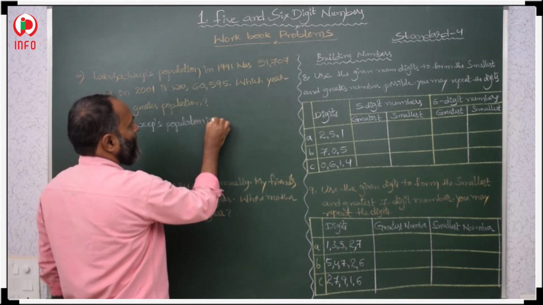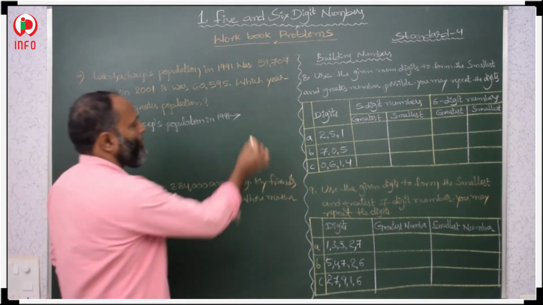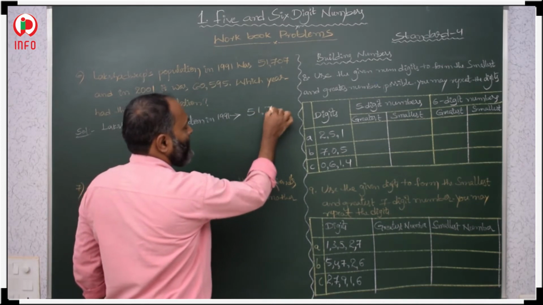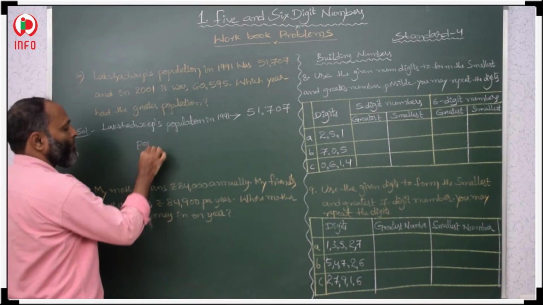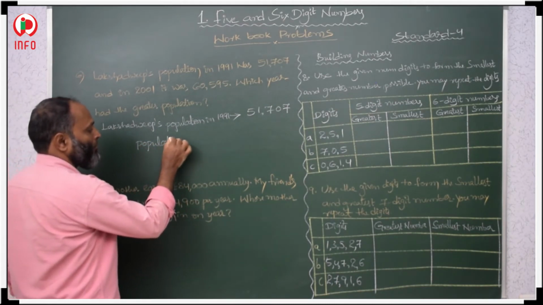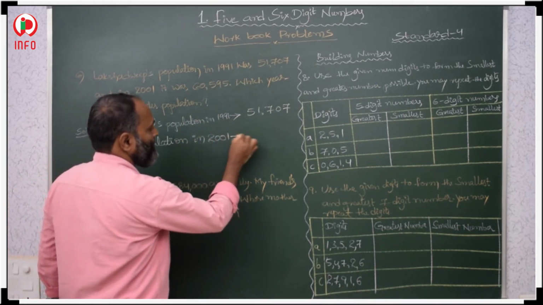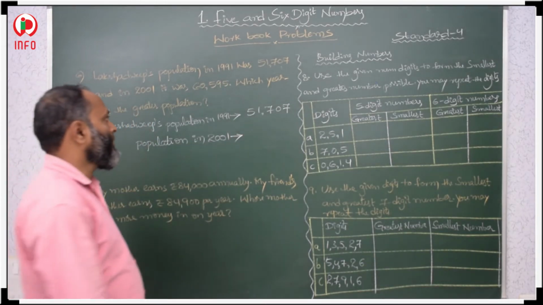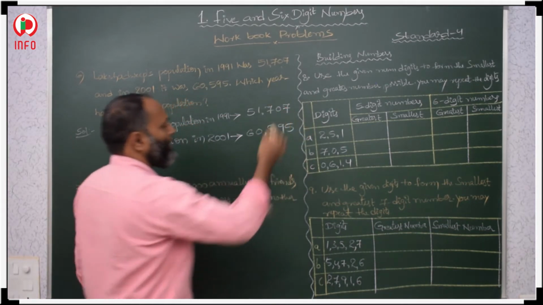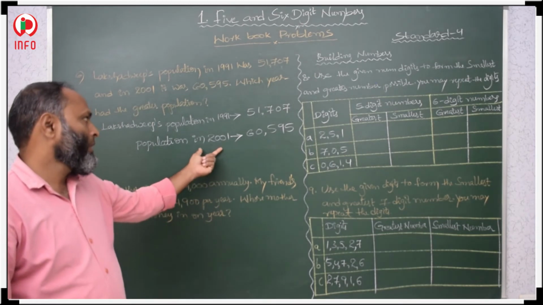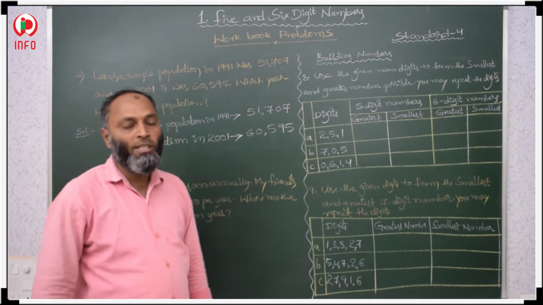Lakshadweep population in 1991. What is the population? 51,707. Population in 2001. What is the population in 2001? 60,595. So this is the population in 2001. In 1991 the population was 51,707. In which year is the population more?